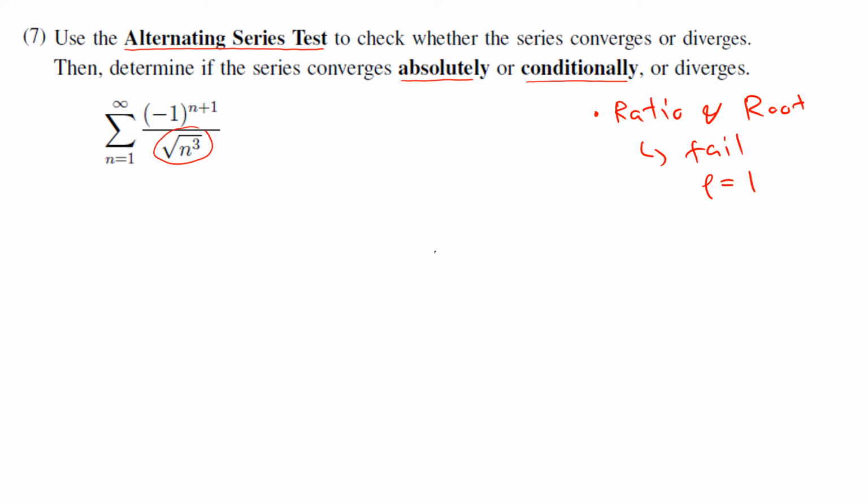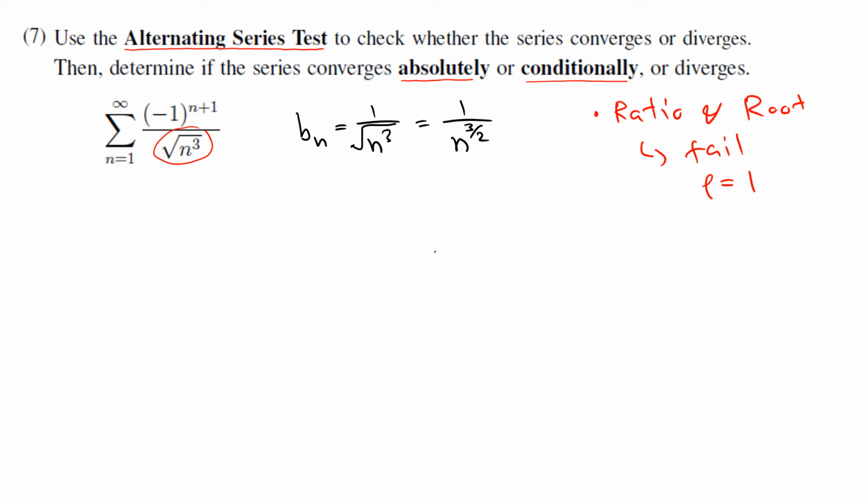When we want to use the alternating series test, we're going to calculate the bn term. We're going to take the bn term, which is 1 over n cubed square root. That means this is 1 over n to the 3 halves. So p equals 3 halves. Good, and you can see that n is only in the denominator.